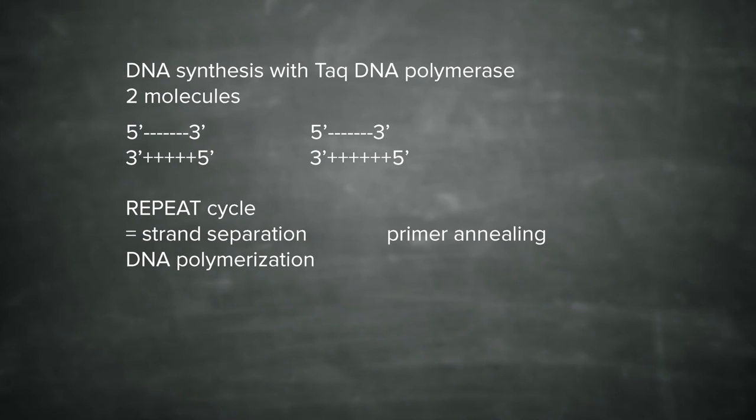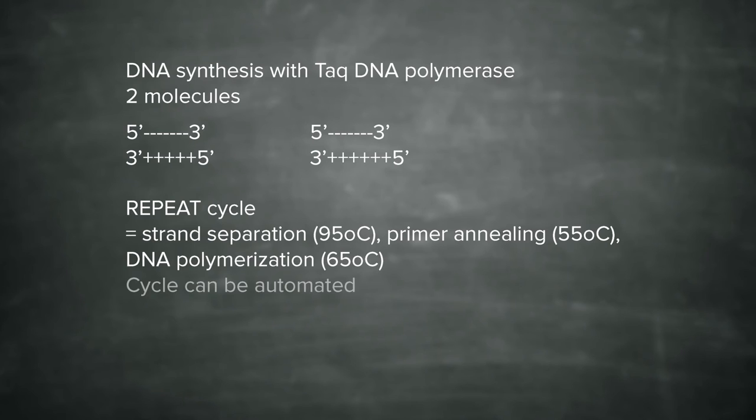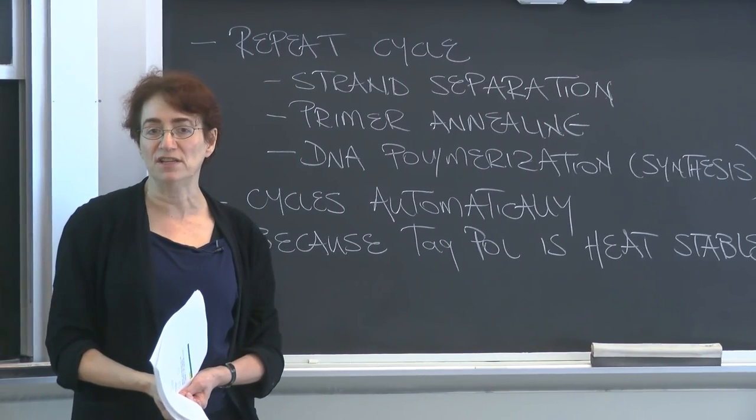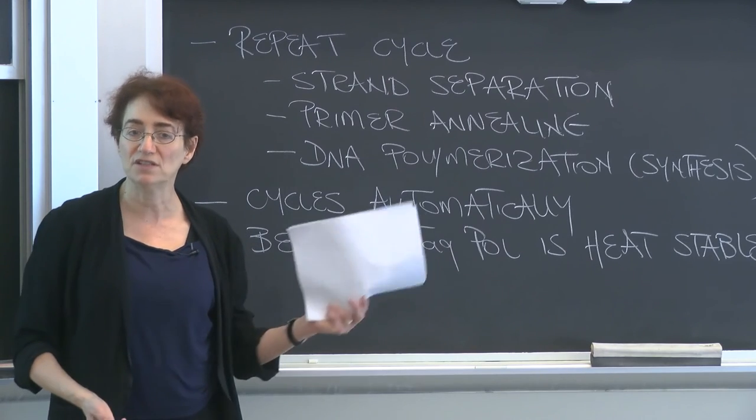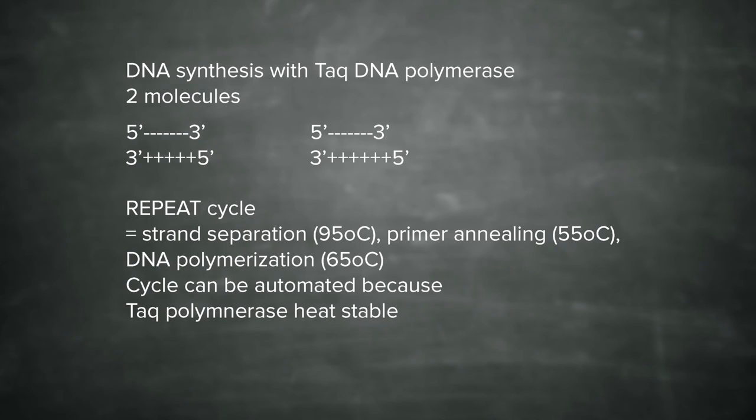The strand separation occurs at about 95 degrees. The primers anneal when you bring the temperature down automatically in a special machine to about 55 degrees. And then the DNA polymerization you can do at a slightly different temperature, maybe something like 65 degrees. You can repeat the cycle automatically in a special machine, and you can do this because the Taq polymerase is heat stable. Most proteins, when heated to 95 degrees, will undergo a change in their structure, they will denature, and they will be non-functional, not Taq polymerase. It can survive and be used again and again. Okay, because the polymerase is heat stable, and this is unusual for most proteins.